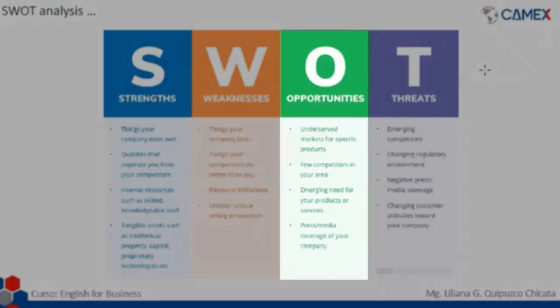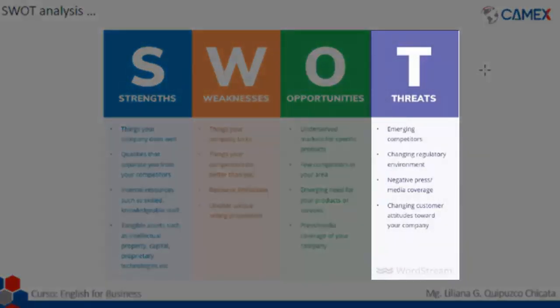And now, the final part of the SWOT analysis is threats. In this case, we are talking about emerging competitors, changes in the regulatory environment, negative press or media coverage, and changing customer attitudes toward your company. First, if we talk about emerging competitors, it means that maybe we are in an urbanization that only has two or three restaurants, but now more and more restaurants are appearing, and now we have 10 restaurants around us. So that is going to be a threat for us.